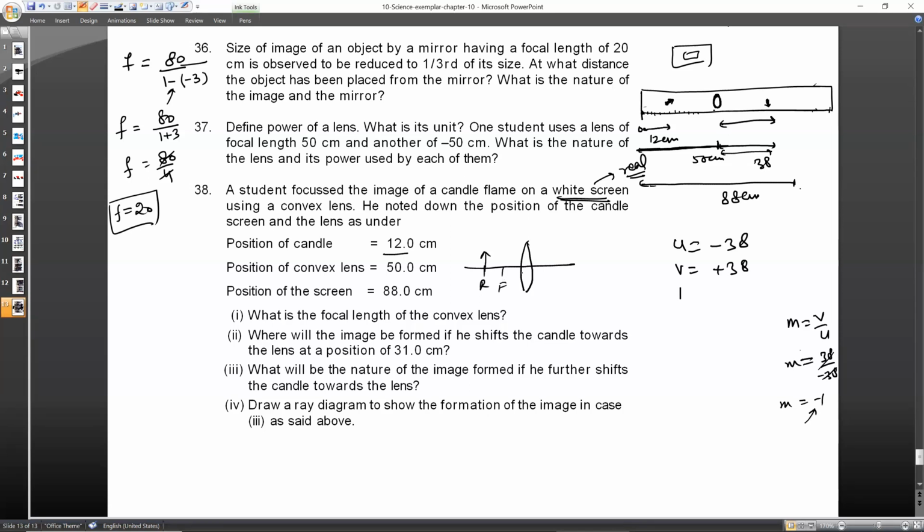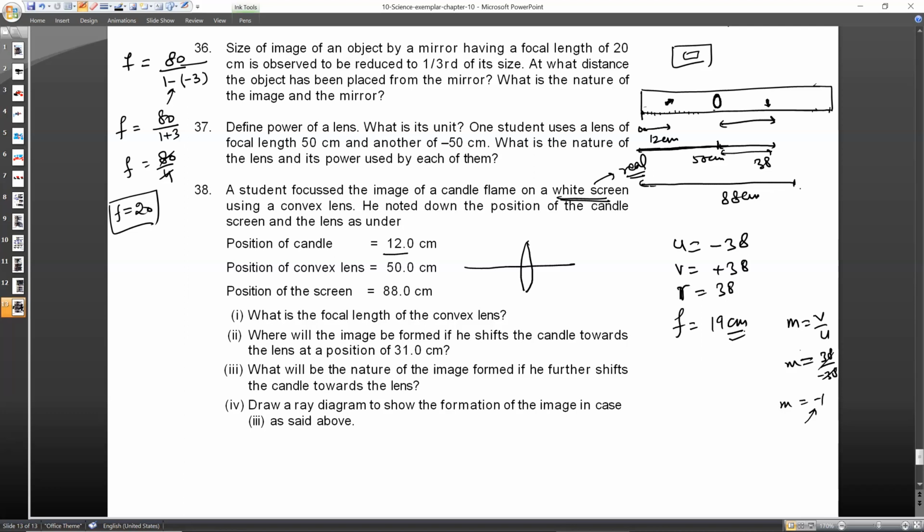So it is placed at radius of curvature. Got it? So here, if the radius of curvature is at 38, then what will be the focal length? Tell me. 19. It will be 19 centimeters.